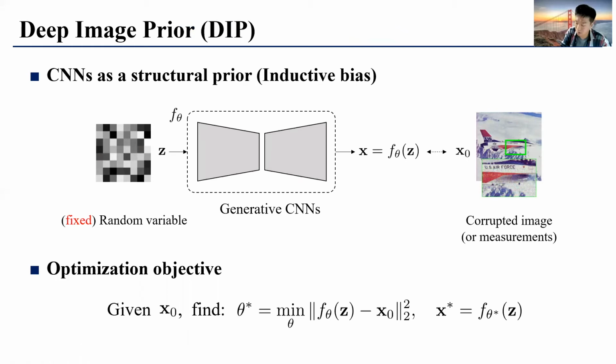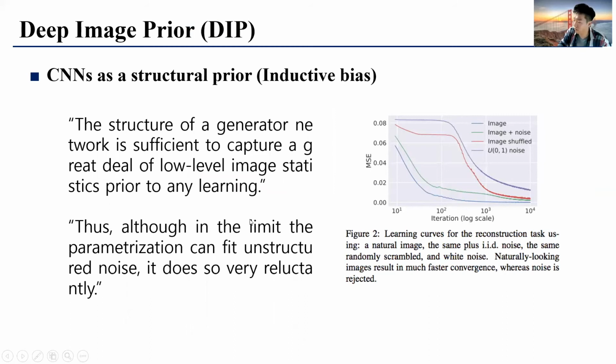So what I did was we moved on to an unsupervised learning method, and there was an algorithm called deep image prior. Deep image prior is nothing but an untrained CNN architecture, and it uses the untrained CNN architecture itself as a regularizer, so that it solves this kind of model-based optimization, but using the forward setup for the generative CNNs. What they are saying here is the structure of a generator itself has a really nice inductive bias, so that for low-level image restoration tasks, the structure itself is quite enough.